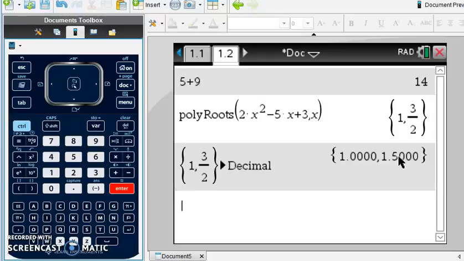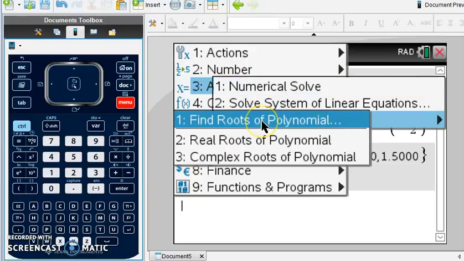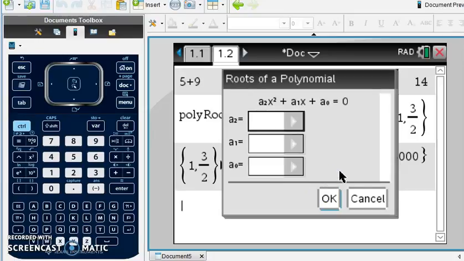A couple helpful tips. Let's say, for example, you have a polynomial, but it doesn't have an x term, or it doesn't have the constant term. You could still do this process. Menu 3, Algebra, find roots. Let's say you have 12x squared plus 6. Well, I have an x squared, so my 12 would go here. I don't have an x term, so I would put a 0, and then I'd put my 6 here. So if you don't have one of the terms, you need to put a 0 in its place.